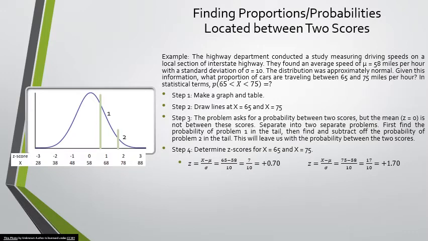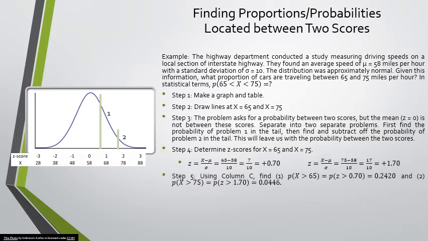So the way we do this is, first off, we always convert to z-scores. So we're going to find a z-score for 65 and get z equals 0.70, and then find a z-score for x equals 75, and we're going to get z equals 1.7. Then we're going to use column C because that's the one with the tail, since both of these are tails.